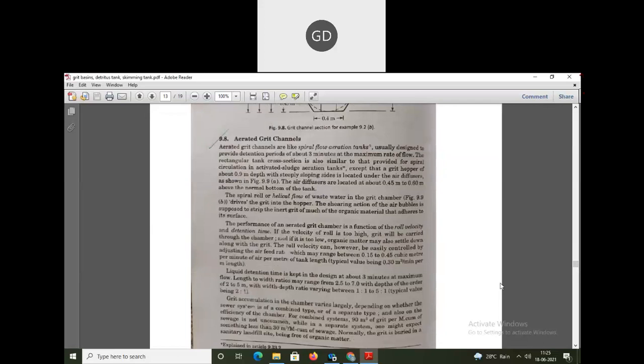So next one we have aerated grit channels. Aerated grit channels we have. Just give me 1 minute. Let me see if I can find some video of aerated grit channels so that it will be easy for you to understand. Give me a minute.